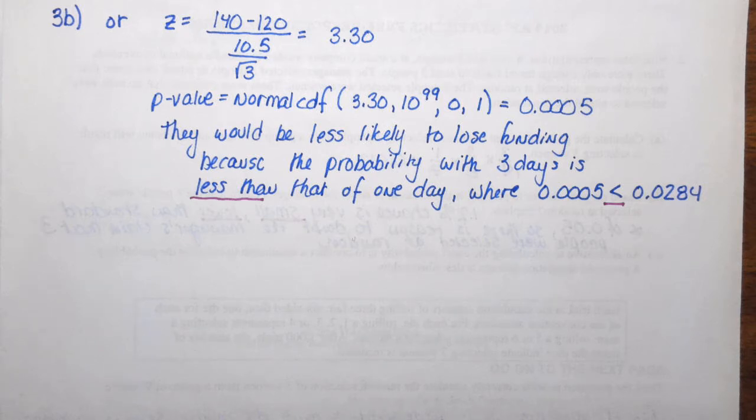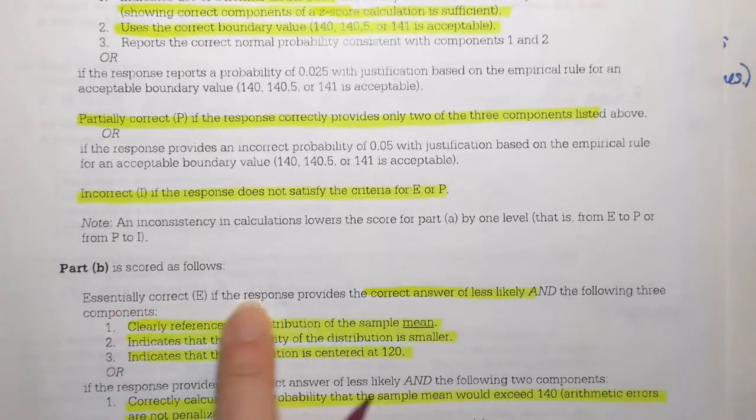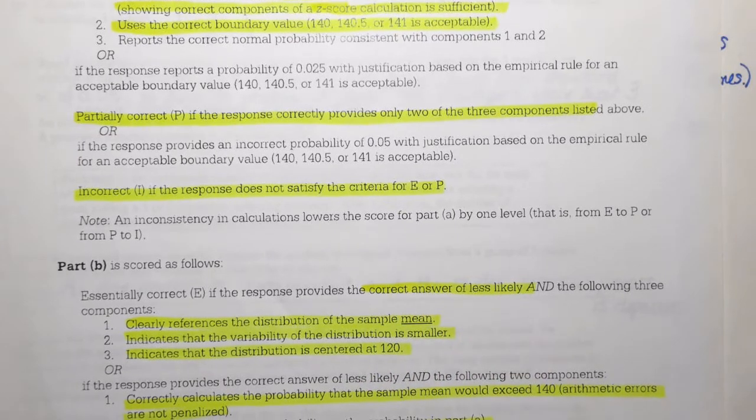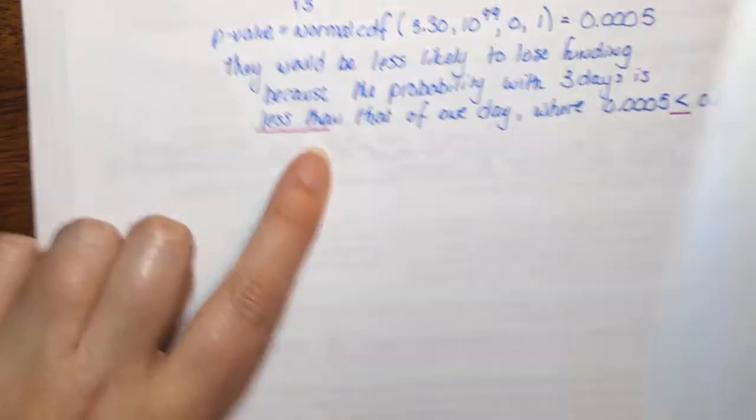Where am I? Did I skip the? I did. Oh no, that's right. Okay. So you get an E if your response provides the correct answer of less likely. So you have to say less likely very specifically. I did here. Less likely. Okay.